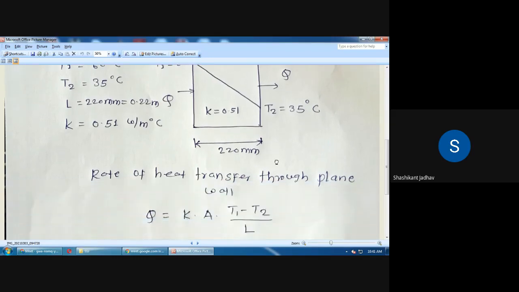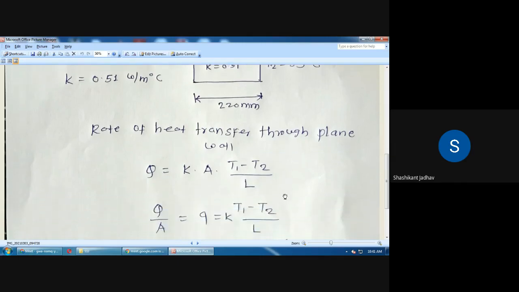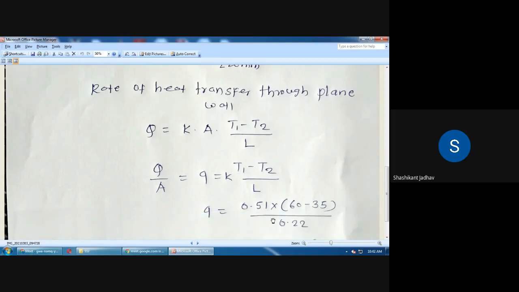Okay, so for rate of heat transfer through the plane wall, what is the standard equation? Q is equal to K into A into T1 minus T2. What do we have to find out? Capital Q by A, which is called heat flux. So Q by A is nothing but, and what is the notation for heat flux? That is small q. So small q is equal to K into T1 minus T2 divided by L. So put the values of K, T1 minus T2 and L and find out the value of small q, that is heat flux, the rate of heat transfer per unit area. Put the answer in the chat box.